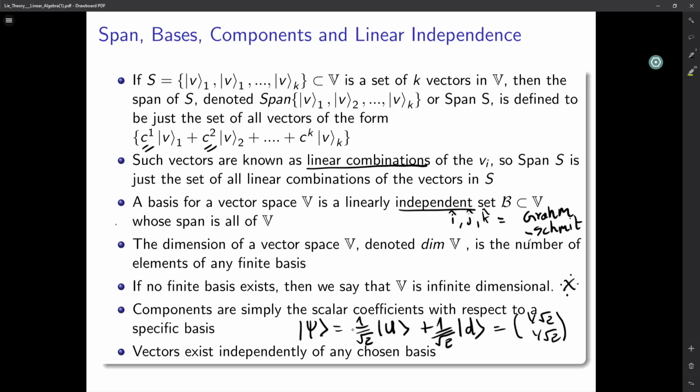And also in physics, we usually use these kinds of vectors because you can see that if you take the length of this, if you square the components and add them, you end up with one. So these are quote-unquote normalized vectors. And you've probably seen these things in quantum mechanics.